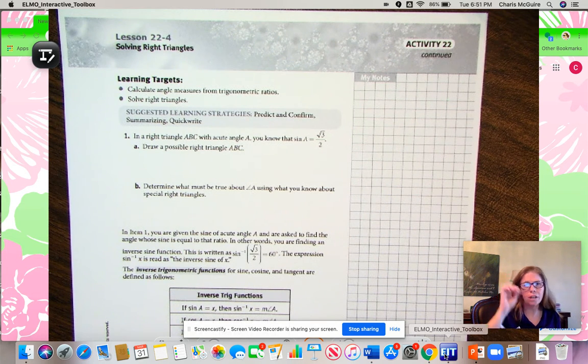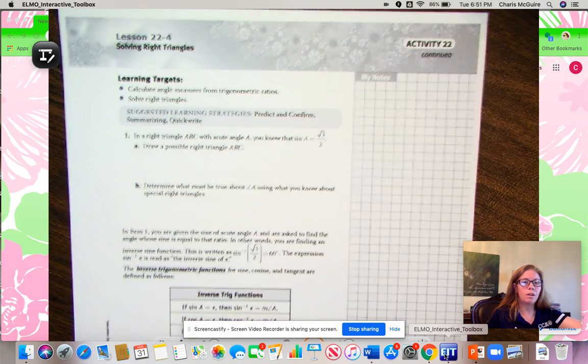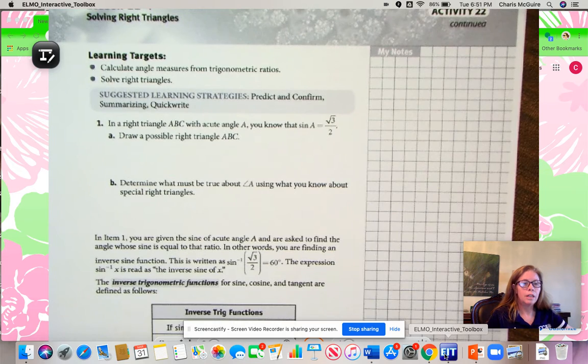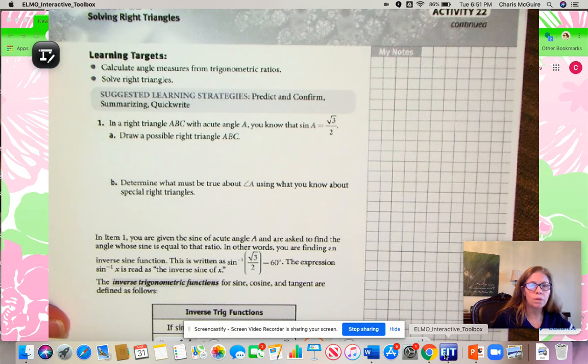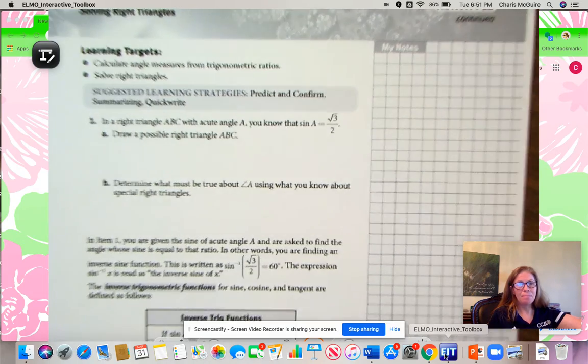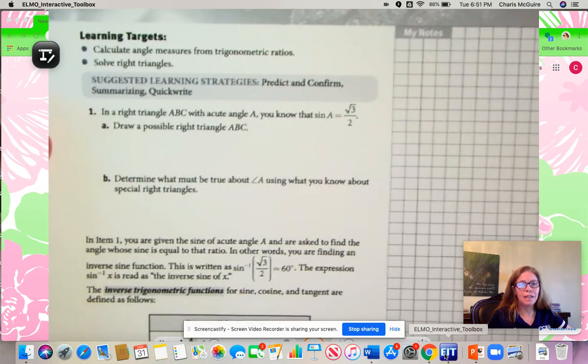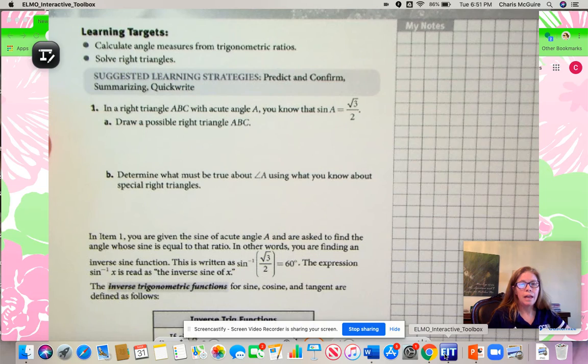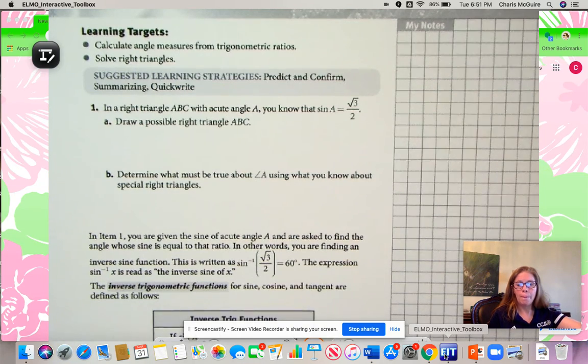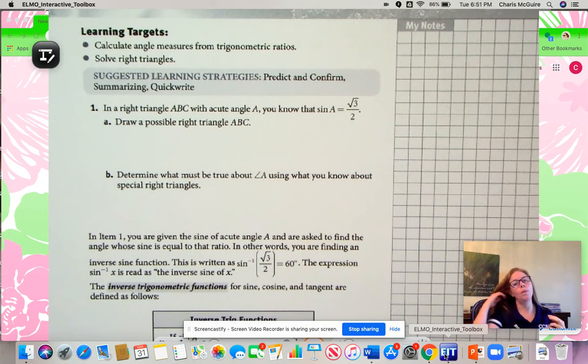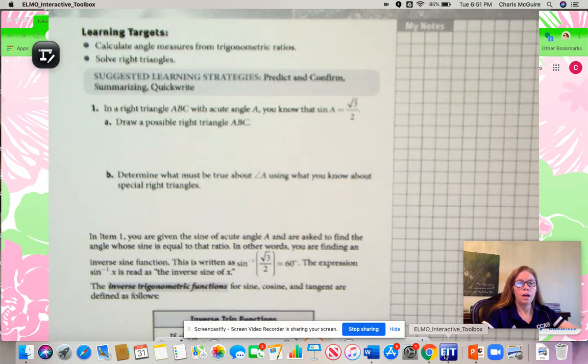If you look at the learning targets, you can see that we are going to be using our trig ratios, calculate angle measures from trigonometric ratios, and solve right triangles. So some new methods today to solve right triangles, and you'll see they're pretty helpful because it goes beyond the scope of what Pythagorean theorem could have done for us before. So we're just going to investigate this together.